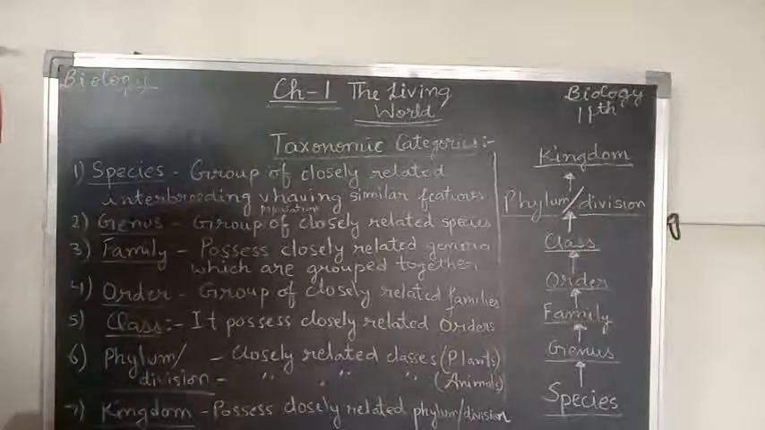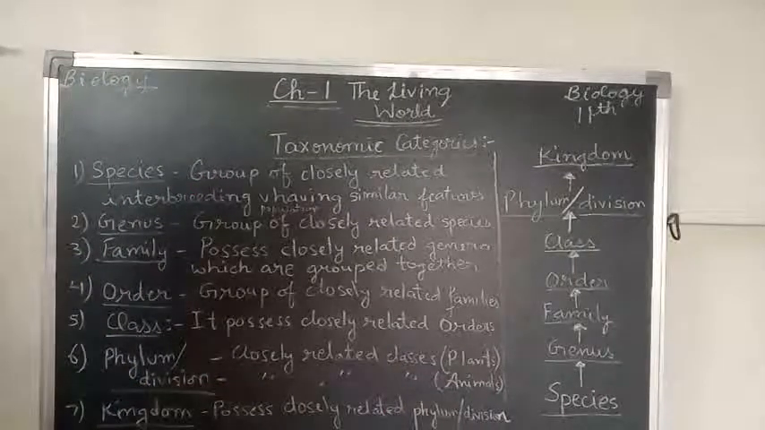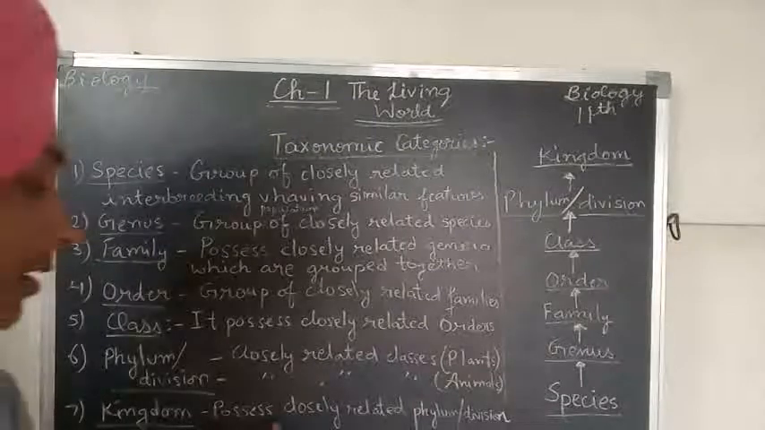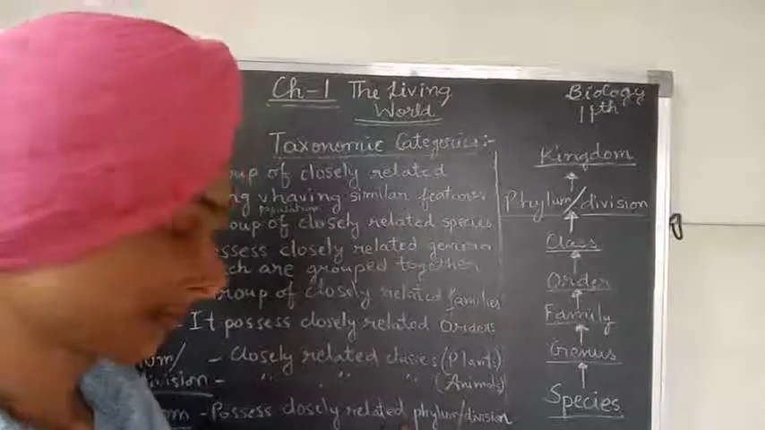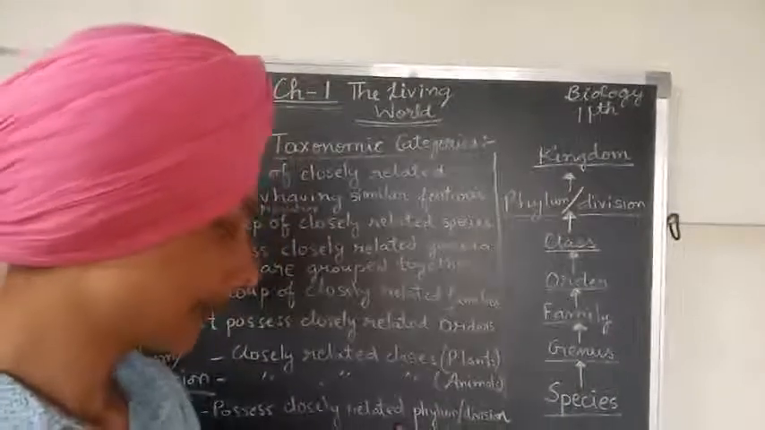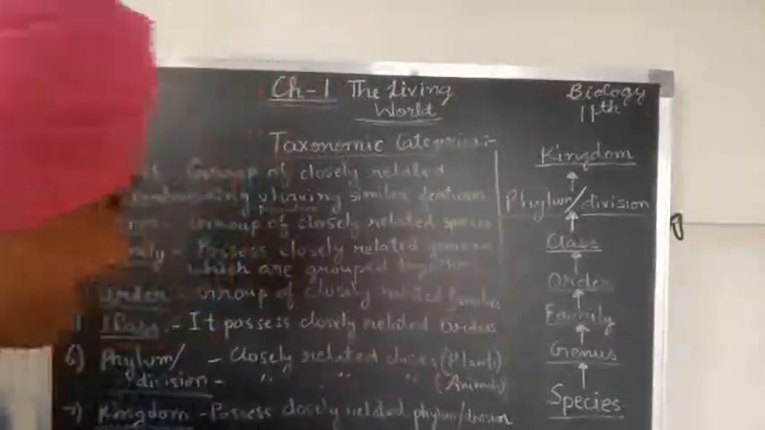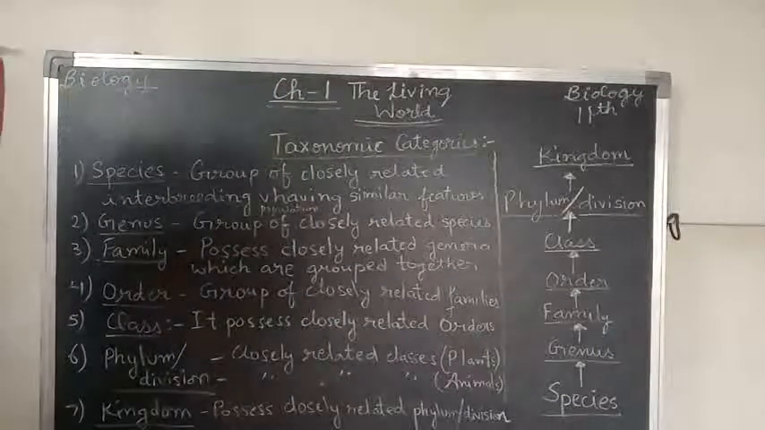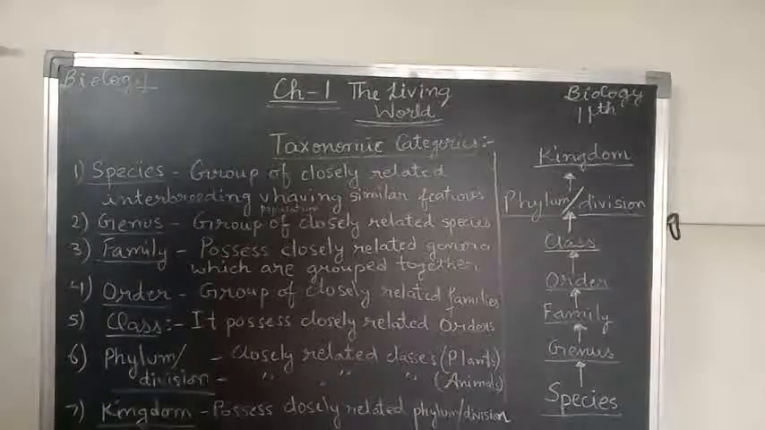The highest category in taxonomic categories is kingdom. Kingdom possesses closely related phylum or division. Phylum means plants and division means animals. These are the 7 major obligate categories we have discussed.